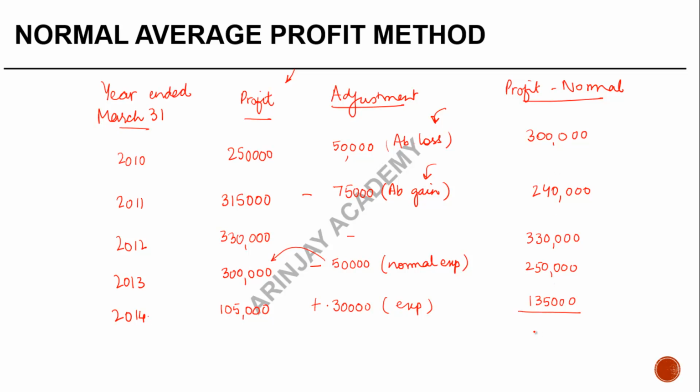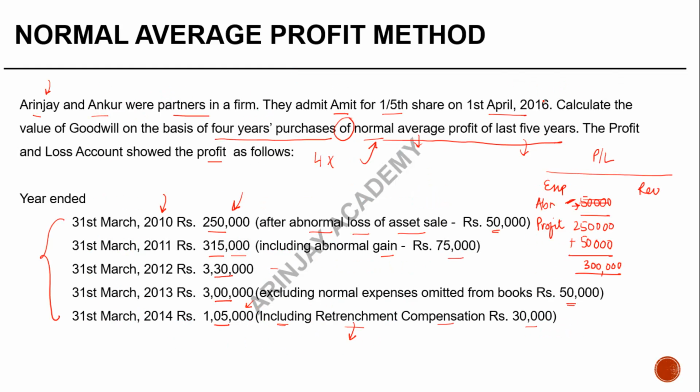When I do the sum total of all this, I would get 12,55,000 as the total profits for how many years? 1, 2, 3, 4, 5. So what will be my normal average profit? Now, one thing you need to be careful about here is you need to go back to the question and find out what is the normal average profit period which has to be considered. In this case, you've been told that the normal average profit of the last 5 years is to be considered.